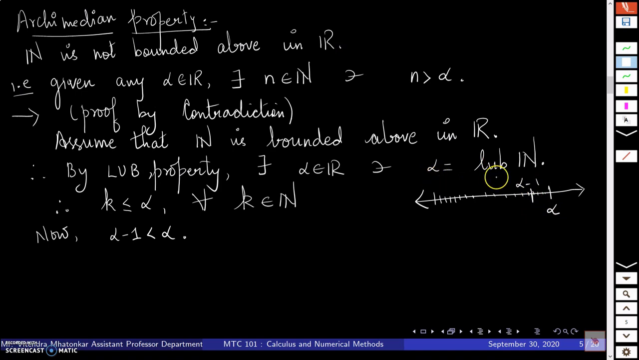Now alpha is the smallest upper bound of N, the least upper bound of N. And alpha minus 1 is a number which is less than alpha. That means alpha minus 1 cannot be an upper bound of N. By the characterization of supremum, alpha minus 1 is not an upper bound of N. And when do you say that a number is not an upper bound of a set? When there is an element of the set which is bigger than this number, alpha minus 1. So alpha minus 1 is not an upper bound of N.